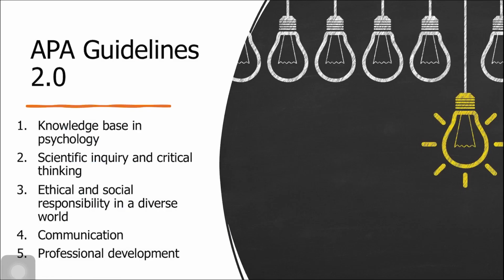So 5 major guidelines that the APA kind of goes over in their guidelines 2.0. And so, again, there's some really great tables on that PDF. I really want you to check that out because it goes through each one of these in terms of expectations. So like knowledge base in psychology. What kinds of things do we expect students to be able to know? Like, can they describe key concepts and principles, overarching themes? Do they understand or have a working knowledge of content domains in psychology? Can they describe applications of psychology?